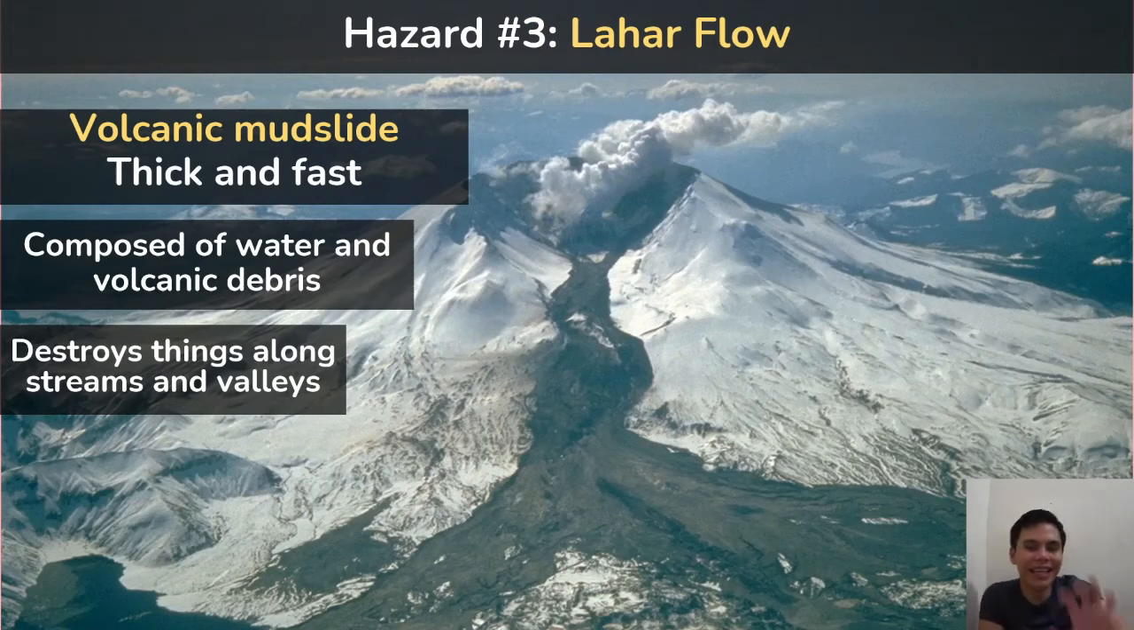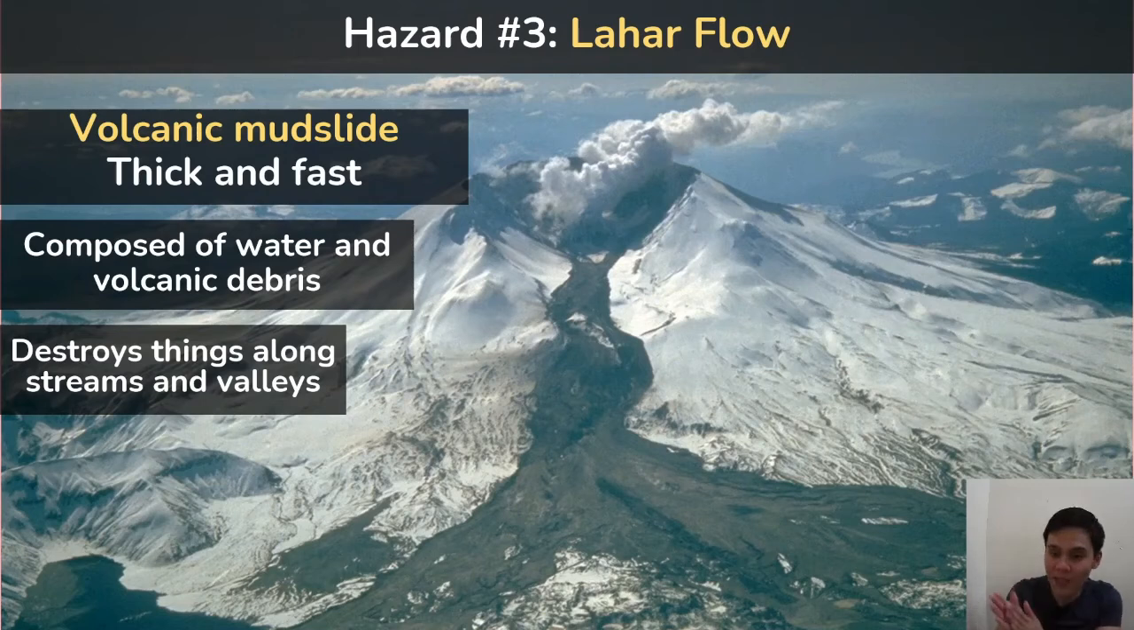Hazard number 3 is a Lahar flow. If the pyroclastic flow is made up of fragments and dust and rocks and stuff, very loose material, the Lahar flow is very thick and very heavy because it's basically a volcanic mudslide. The volcanic ash mixes with water and creates this sludge that flows down the mountainside of a volcano.